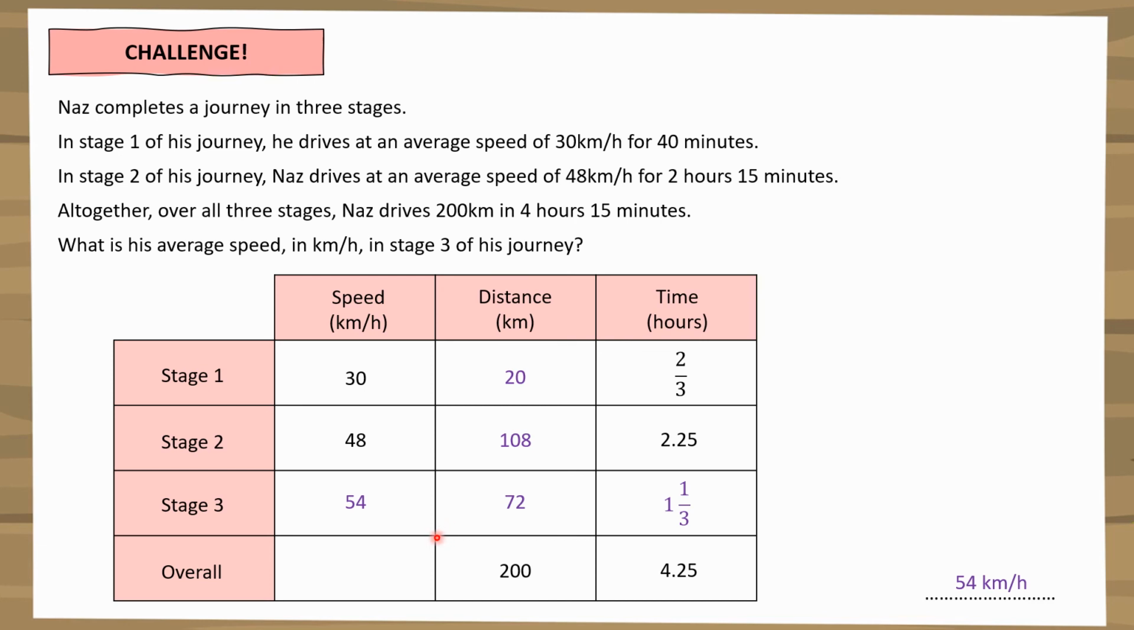Now you never need to actually work out the overall speed for the entire journey for this question, but if you wanted to, if I do 200 divided by 4.25 to figure out the overall average speed, it comes out at approximately 47 kilometers per hour. I just rounded that to the nearest whole number because you do get quite a long decimal answer. Well done if you managed to do that question.